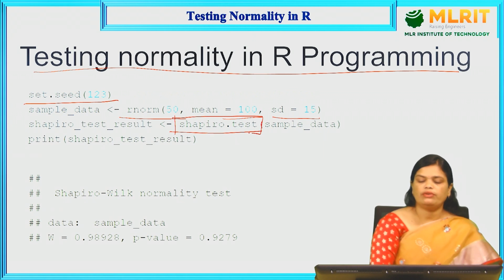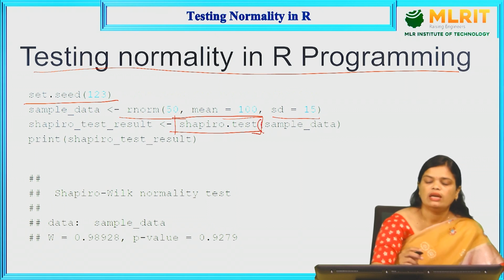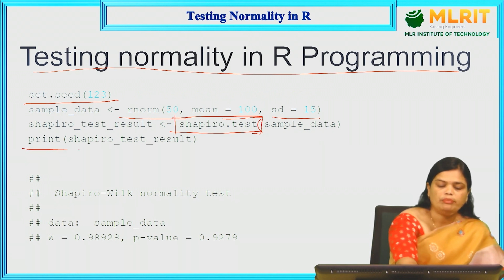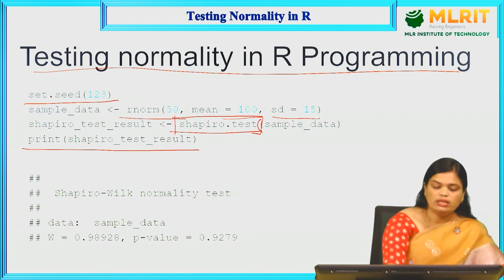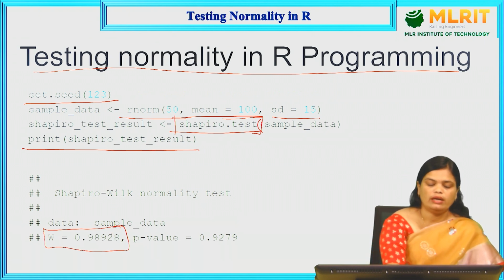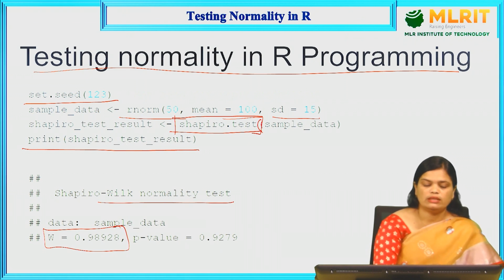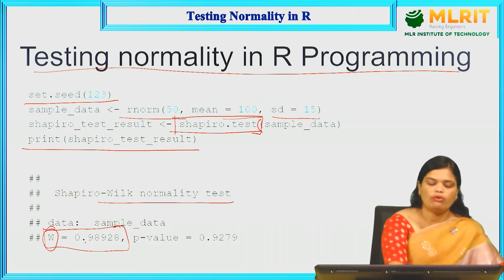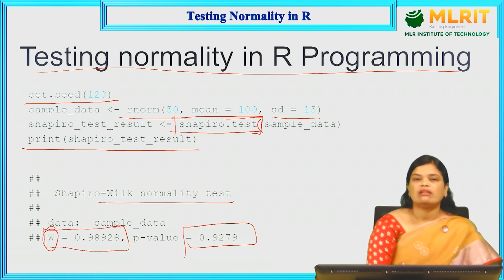We have so many functions available, but in this example, shapiro.test has been taken. That test is applied on the sample data, which is randomly generated by the system. And here I am printing the results. W indicates that whatever test we are applying, that means the Shapiro-Wilk normality test, W will be taken as a parameter here. The W value we have got is 0.98928, and the p value we have got is 0.9279 in this case.